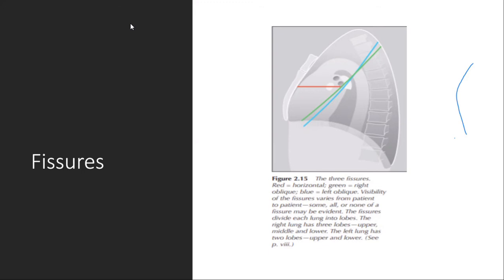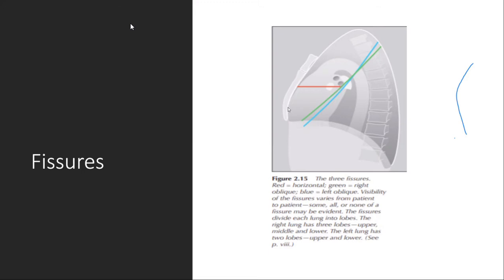Why is it important to know the position of the fissures? It is not always clearly visible, but if you understand the position of the fissures, you know that it may change. Like if there is a collapse in the middle lobe, what will it cause? It will pull the horizontal fissure towards it, like in the right lung. So the horizontal fissure will no longer remain horizontal.